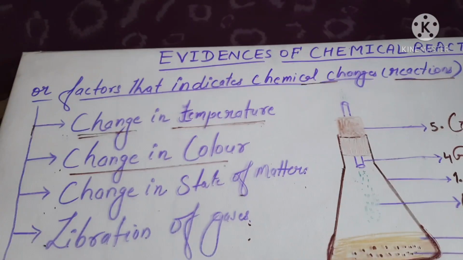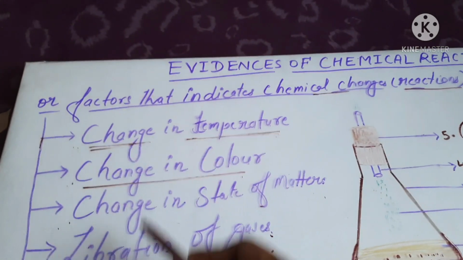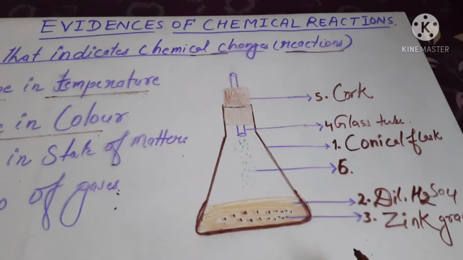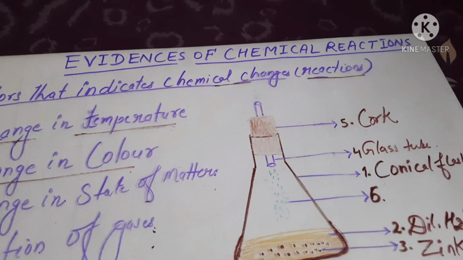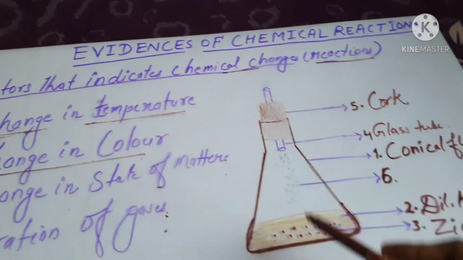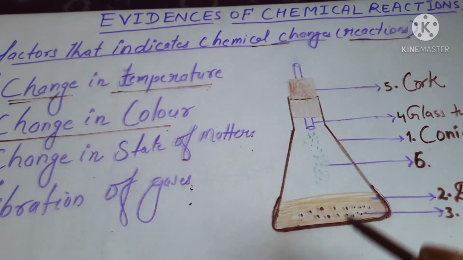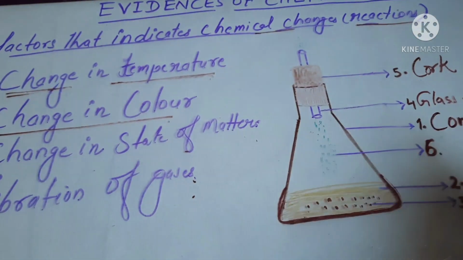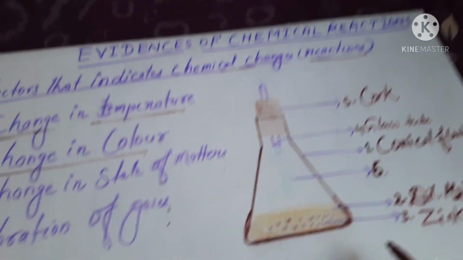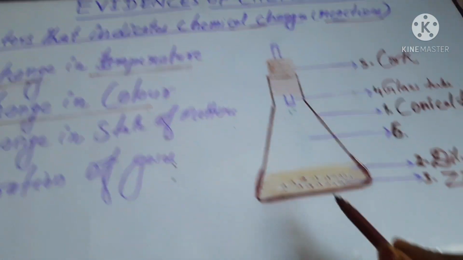Actually, there are many chemical reactions which provide us evidence of chemical change, but this experimental setup indicates all the major factors of chemical change. That's why I always take it as an example. So now let's see what happened.